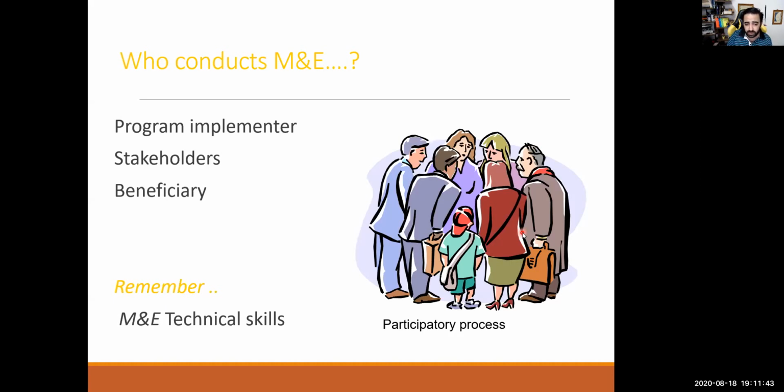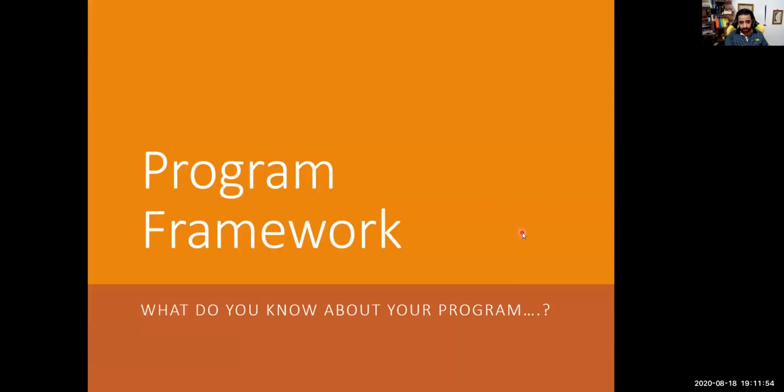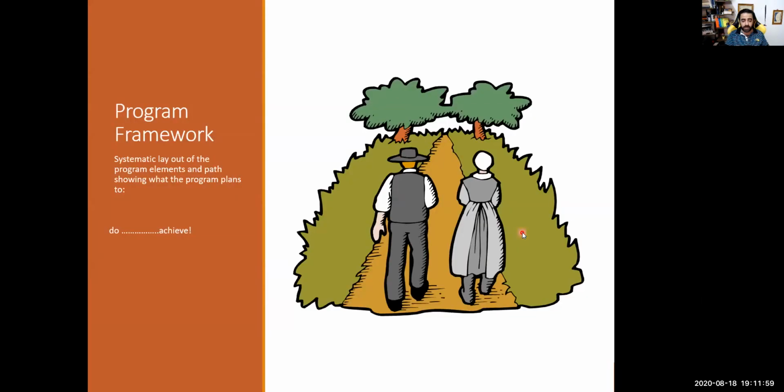Program implementers, stakeholders, M&E technical skills, program identifying, and we were talking about the program framework, where we talked about the BCM and the LFA, and we will talk in detail about these. So program framework, we said, is a systematic layout. So with anything systematic, you will think of something with a frame where there is an output, there is a goal inside it, there is an objective inside it, there is a vision you want to reach, and how you will do it and how you will achieve it. Okay.